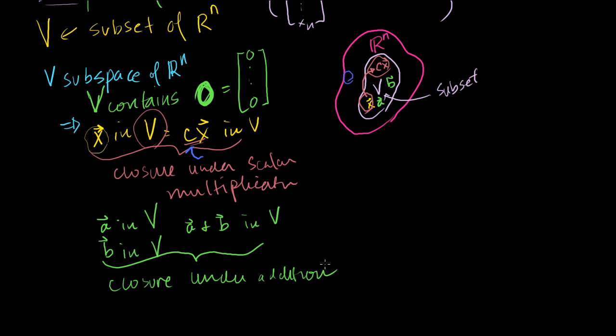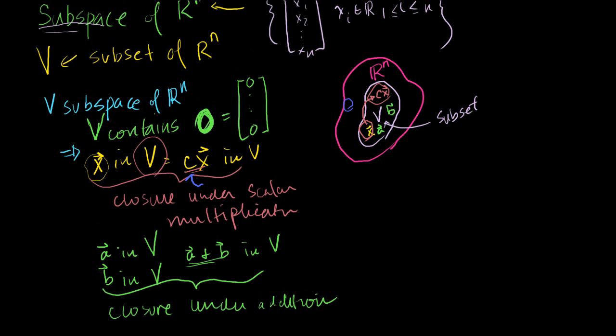Once again, just a very fancy way of saying, look, if you give me two elements that are in my subset, and if I add them to each other, and these could be any two arbitrary elements in my subset, I'm going to get another element in my subset. That's what closure under addition means. When you add two vectors in your set, you still end up with another vector in your set. You don't somehow end up with a vector that's outside of your set.